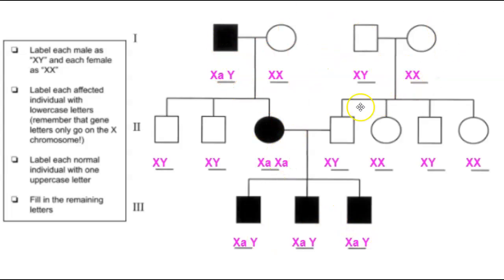Now all we have to do is figure out the unshaded ones. So it says label each normal individual with one uppercase letter. All right, so all my unshaded ones get an uppercase letter. And then our last step here will be to go back in and fill in any missing letters.